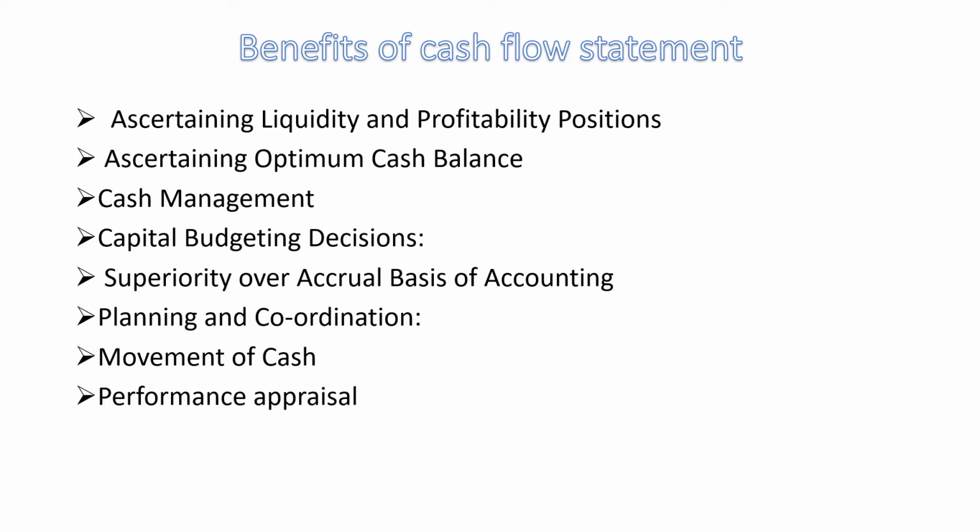Ascertaining optimum cash balance. The cash flow statement also helps to ascertain the optimum cash balance of a firm. If the optimum cash balance can be determined, it is possible for a firm to ascertain the idle, excess or shortage of cash position. After ascertaining the cash position, the management can invest the surplus cash, if any, or borrow funds from outside sources accordingly to meet the cash deficit.